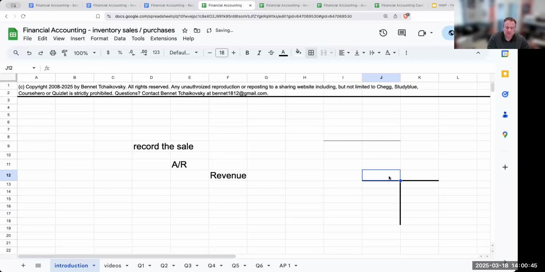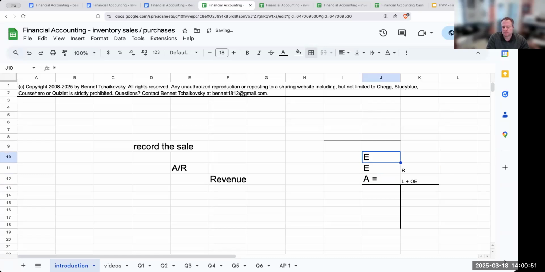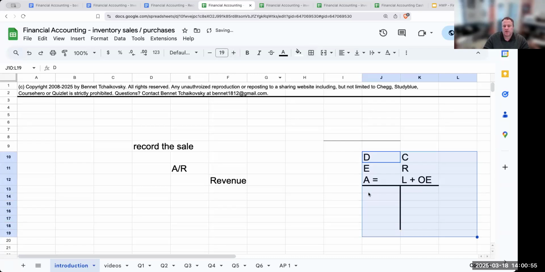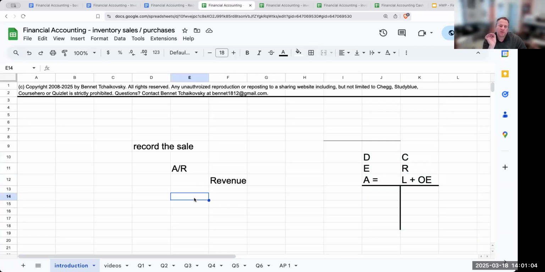But the second thing that's happening, so when I look at this, record revenue, debiting accounts receivable if I'm selling something on account, crediting revenue. When I sell inventory, just think about this.